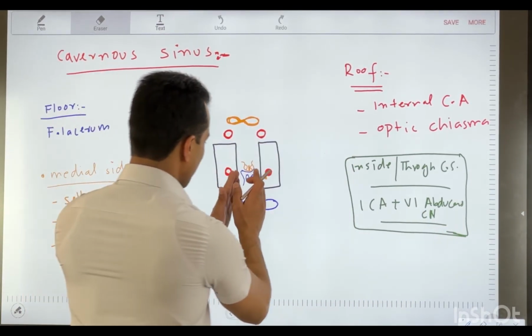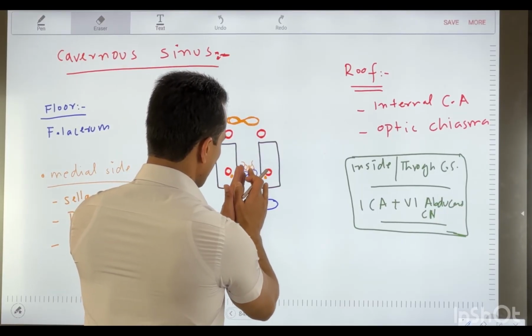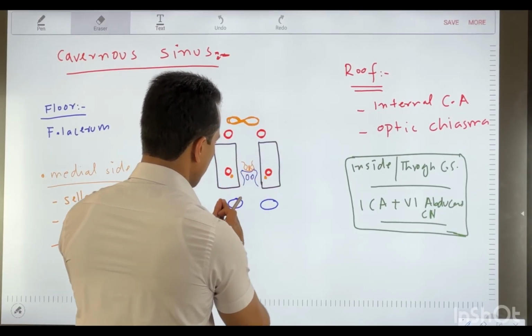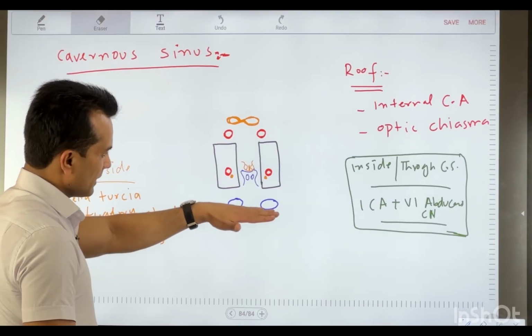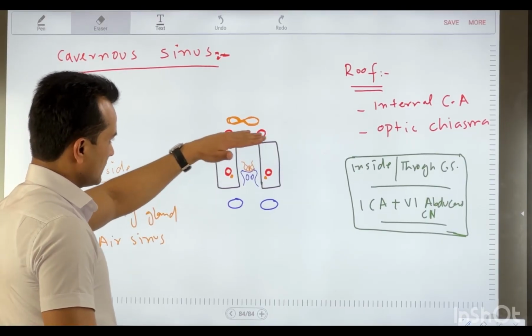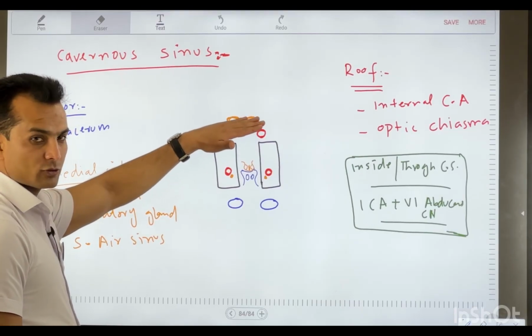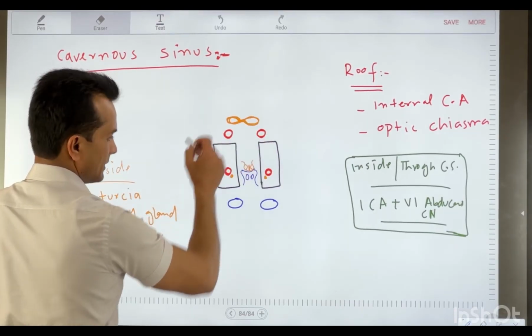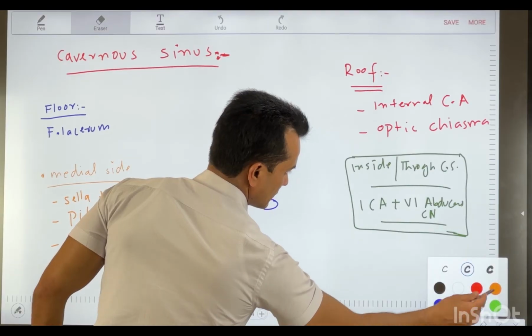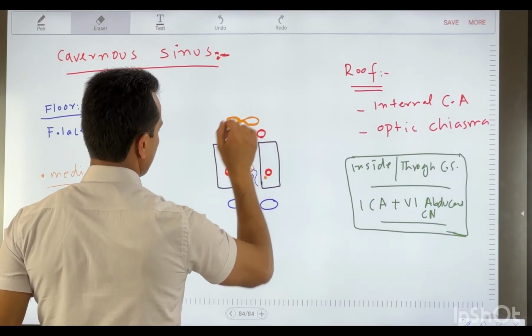And what is on the medial side? You have got the pituitary gland, you have got the sella turcica, sphenoidal air sinus. What is on the floor? You have got the foramen lacerum. What is on the roof? Internal carotid artery, and then you have got the optic chiasma also. This is your optic chiasma here, this one. So this is your optic chiasma.